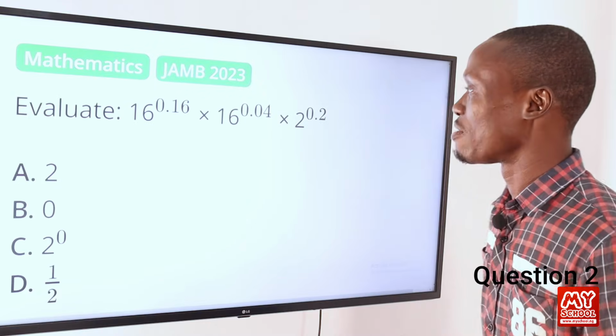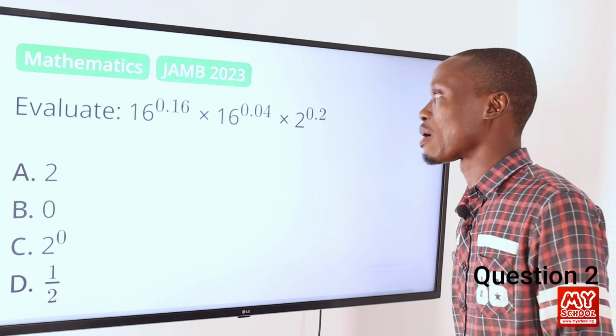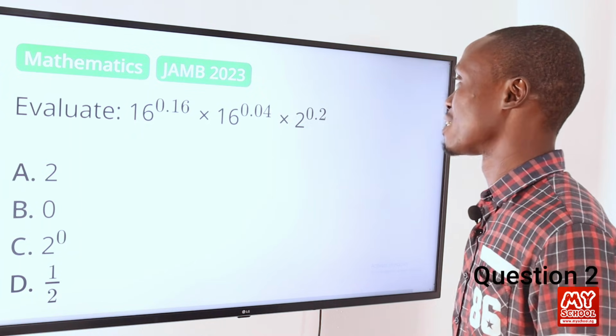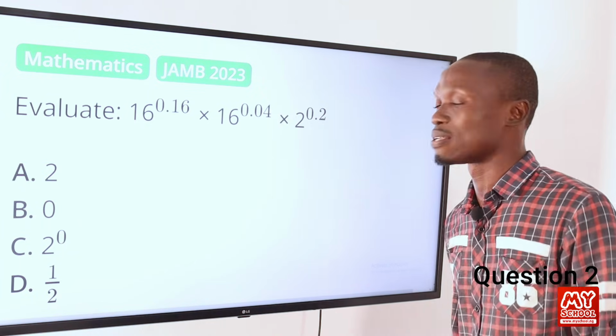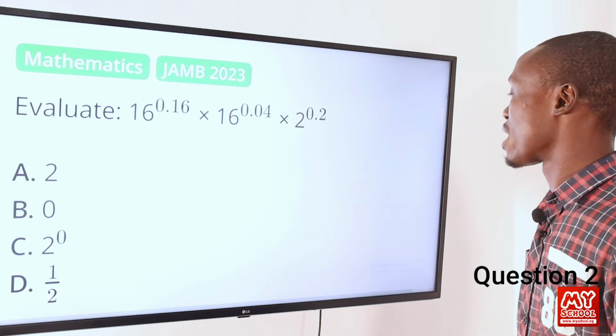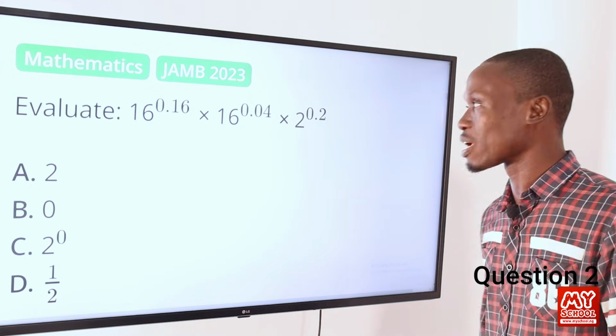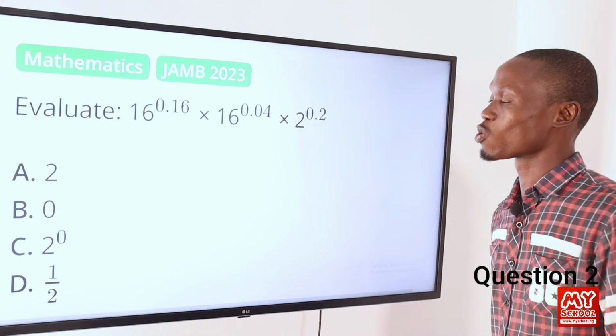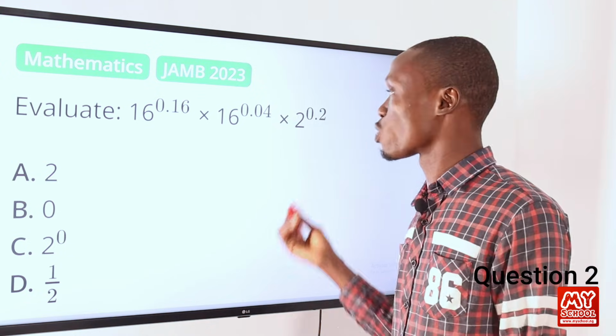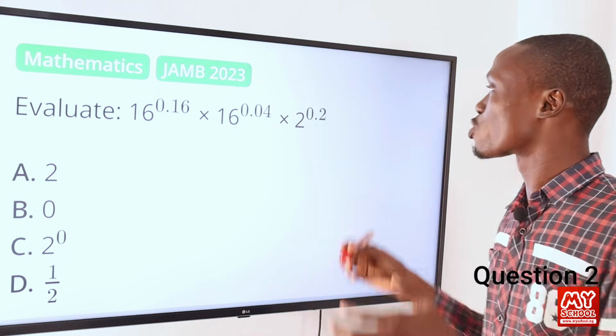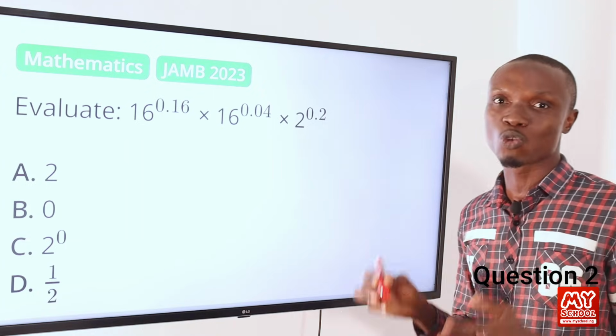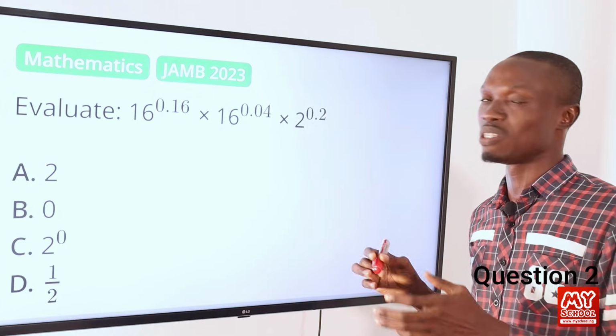Question 2. Evaluate 16 raised to power 0.16 times 16 raised to power 0.04 times 2 raised to power 0.2. So this is an indices question. This question is from indices. So basically to solve this problem, we have to apply the laws of indices.